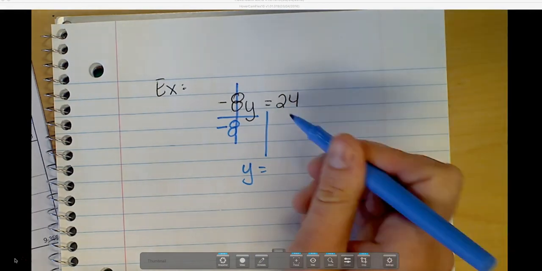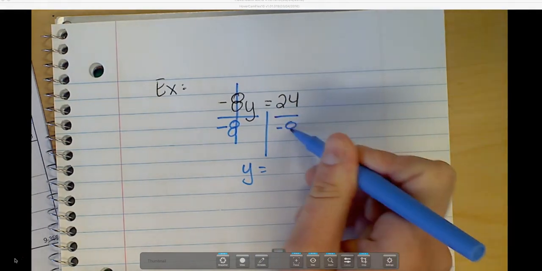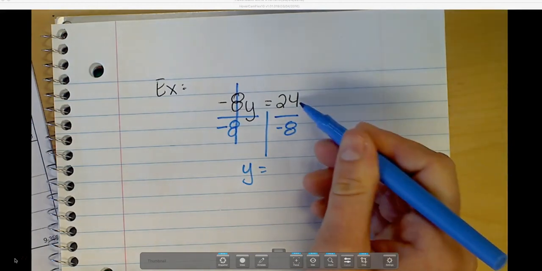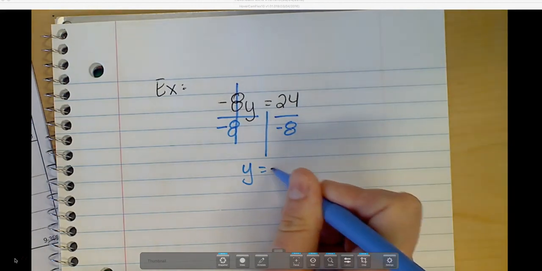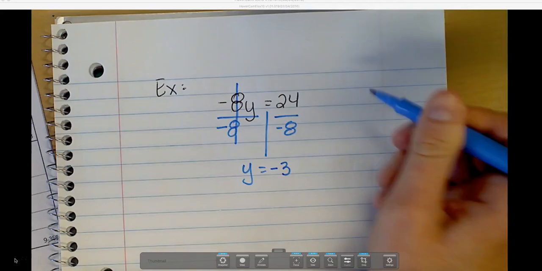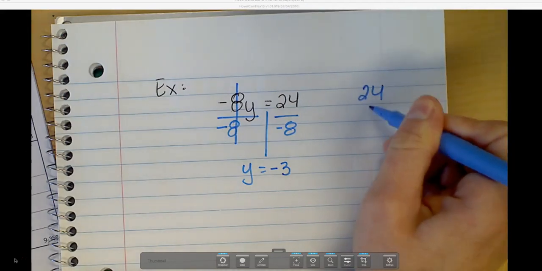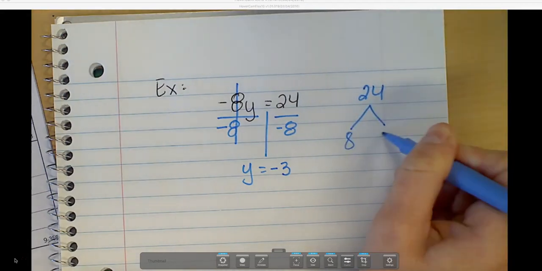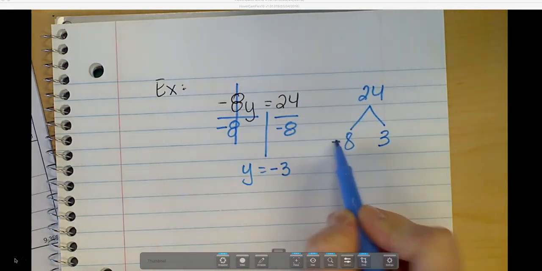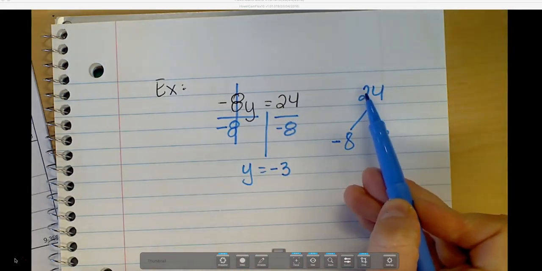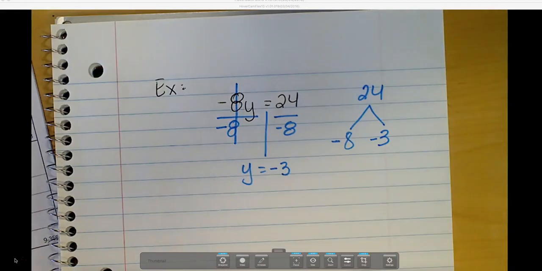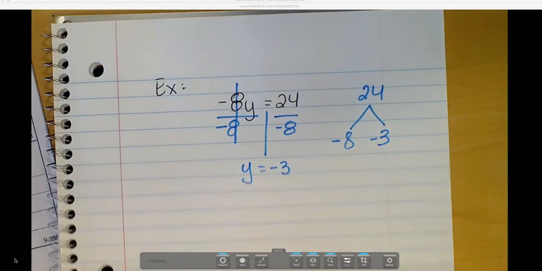If you divide by negative 8 on one side, you have to divide by negative 8 on the other. 24 divided by negative 8 is negative 3. Checking my families here, I know that 24's families are 8 and 3, but because this is negative, in order to get a positive here, I would need a double negative to make it a positive.